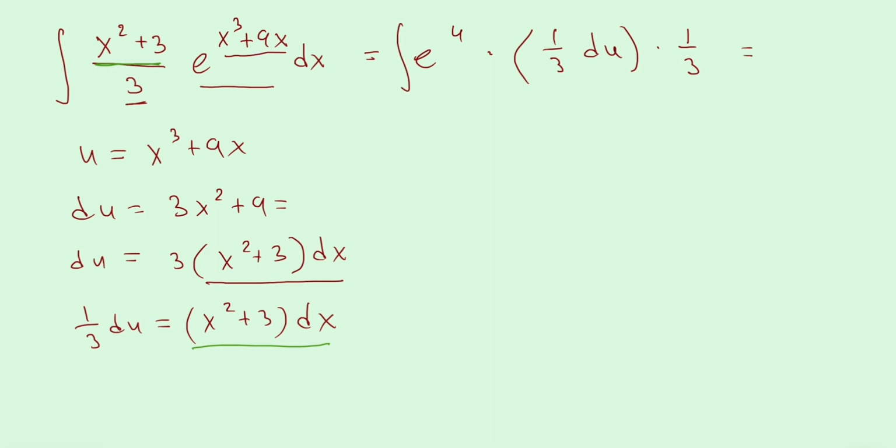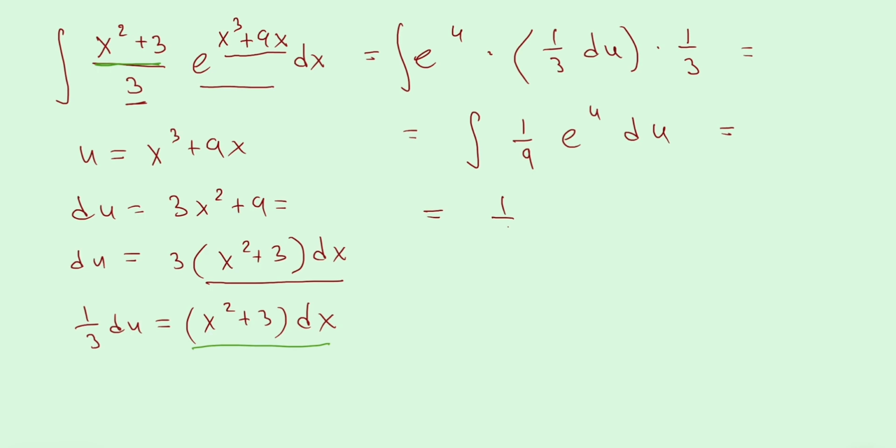Now let's rewrite this. Here we will get the integral. du has to come last in the integral. So let's pull the constants up to the front. We'll get 1/9 e to the u power times du. Now this is something easy to integrate.